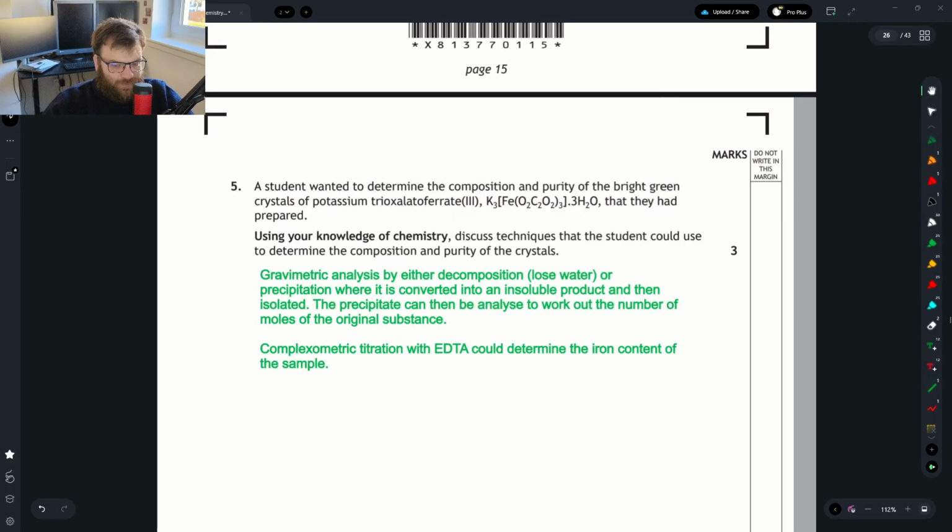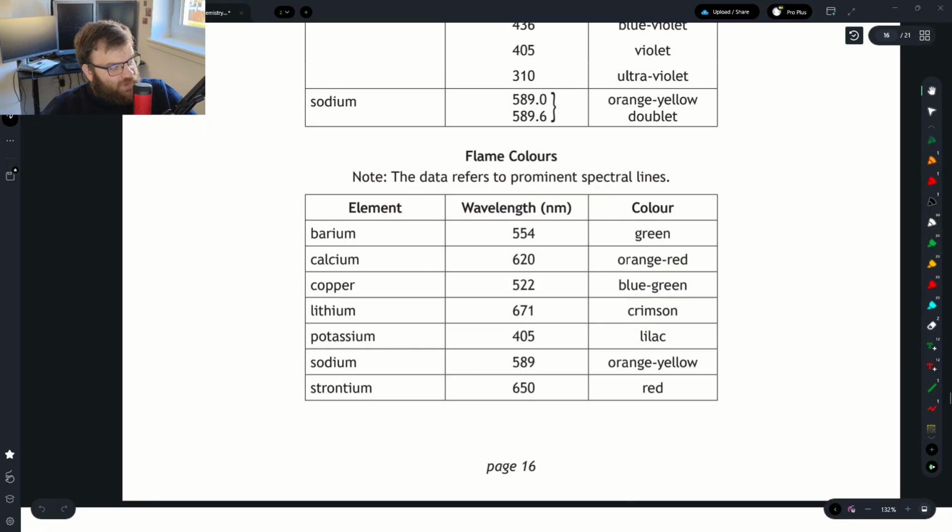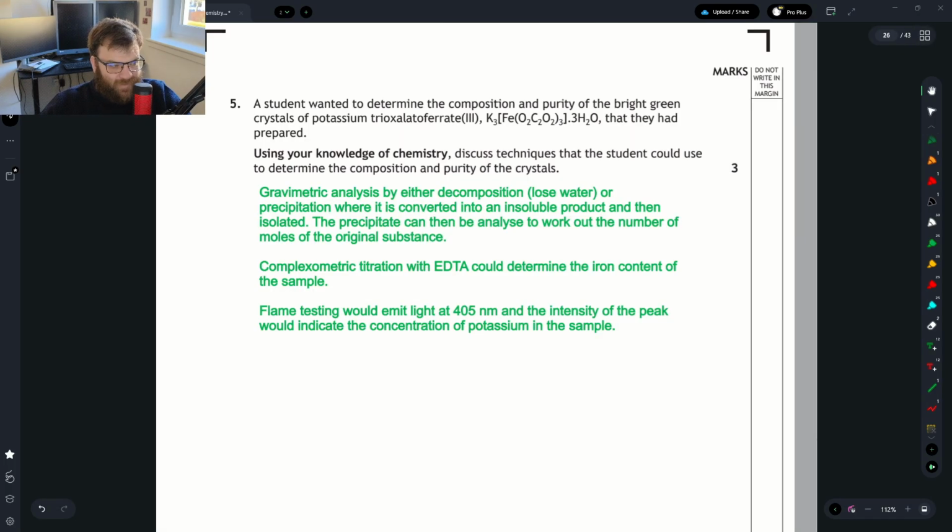Another option would be a complexometric titration using EDTA, and that would allow us to determine the iron content of the sample, and again see if it matches up to what is expected. Another option would be to set it on fire and see what the wavelength of light emitted is. If it's 405 nanometers, then that would show that potassium is present. The intensity of the wavelength as well could give us some indication of the concentration of the potassium within the chemical. We can use melting point apparatus to determine the purity of the sample.